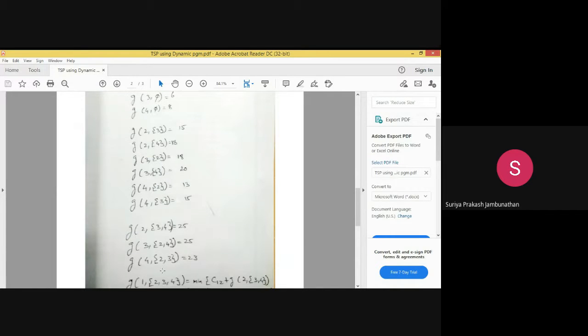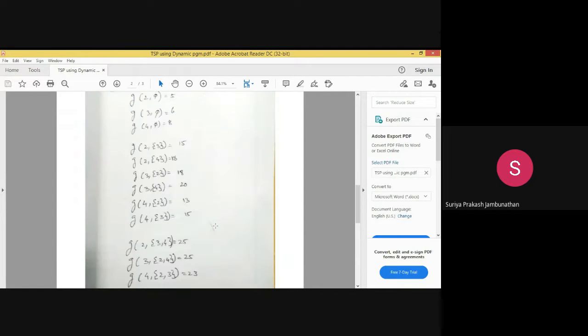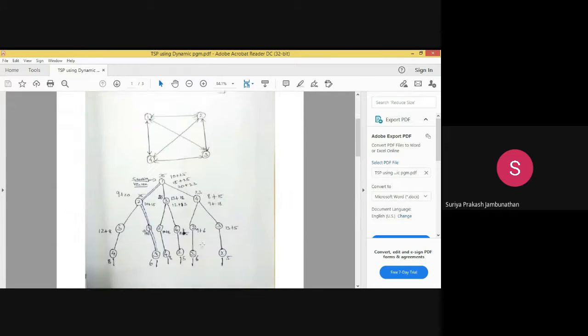G of 4 comma 2 comma 3. 4 is the root node, 2 comma 3 are the subnodes. The answer is 23. Okay. So finally, we are moving to the root node.